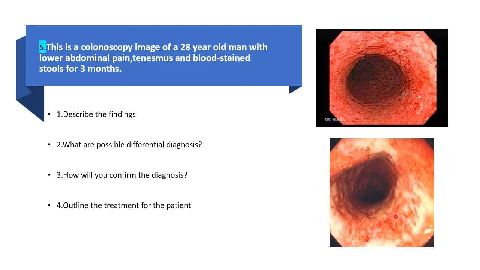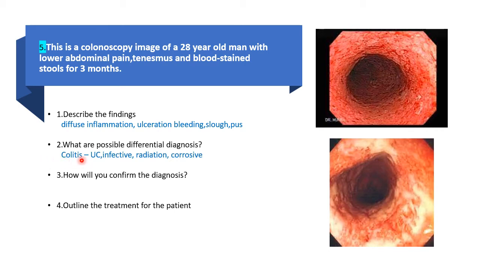Okay, this is a colonoscopy image for question number 5 of a 28-year-old man with lower abdominal pain, tenesmus, and blood-stained stools for 3 months. Describe the findings. Okay, diffuse mucosal inflammation with ulceration, bleeding, and slough with pus. Diffuse inflammation, slough with ulcers. Okay, what are the possible differential diagnoses for this condition?